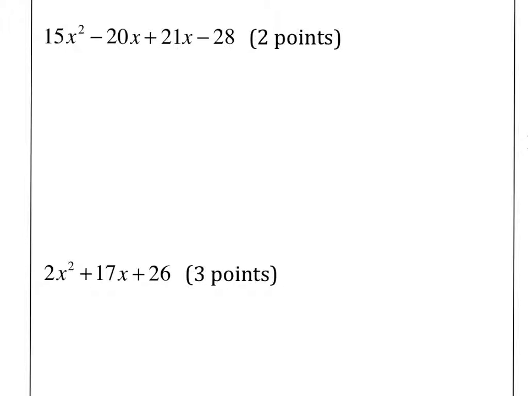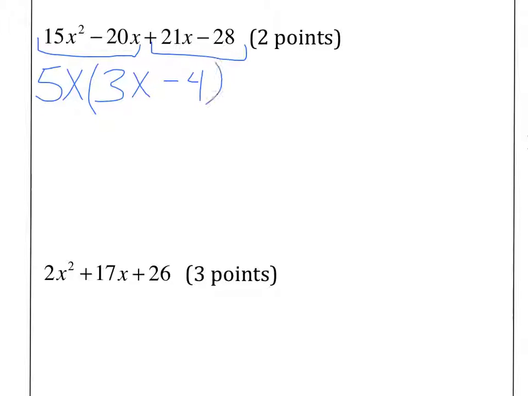Moving down to factoring some quadratics. This first one is already set up for grouping for us. What that means is I'm going to look at my first 2 terms and look for something in common. I'm going to look at my second 2 terms and look for something in common. In my first two terms, I've got 15x squared and a minus 20x. Well, I know 15 and 20 have a 5 in common, and x squared and x have an x in common. What's left over is a 3x and a minus 4.